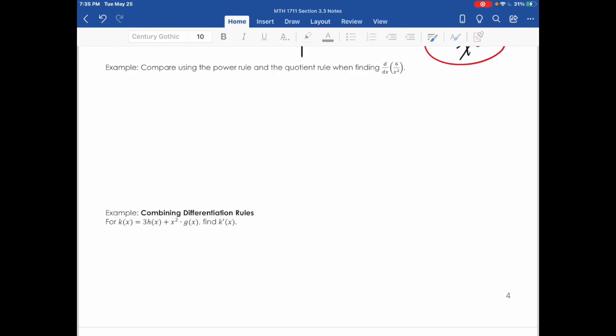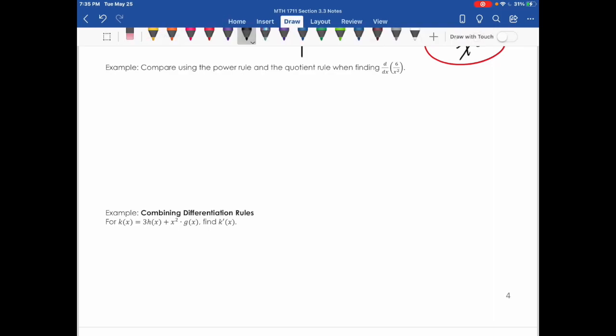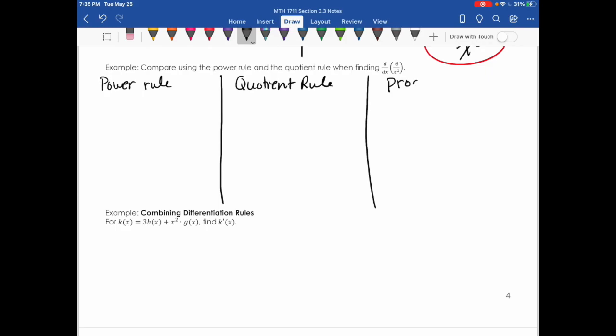Okay, so for the next example, we can use the power rule and the quotient rule again. We can use the power rule. We can use the quotient rule. And we can actually use the product rule as well. You'll see that they all come out the same. So first, if we rewrite this as 6 times x to the negative 2, we can use the power rule.